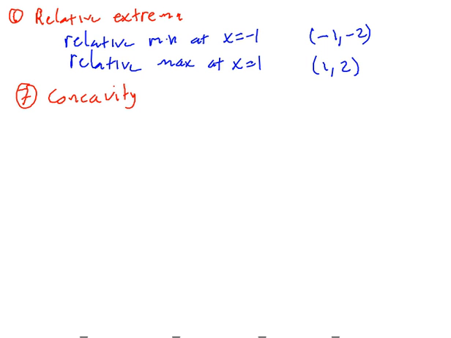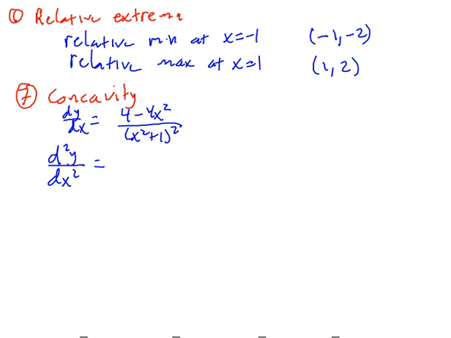Now looking at the intervals of our concavity, we'd have to look at the second derivative. Just a reminder that dy/dx, our first derivative, was again (4 minus 4x squared) over (x squared plus 1), that quantity squared. So to find our second derivative, we'd again have to use the quotient rule, and we're also going to have to use the chain rule, as you'll see.